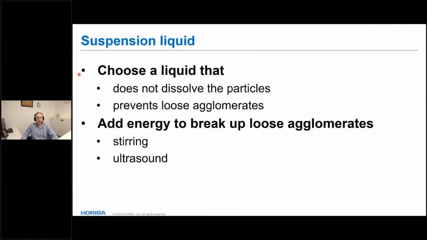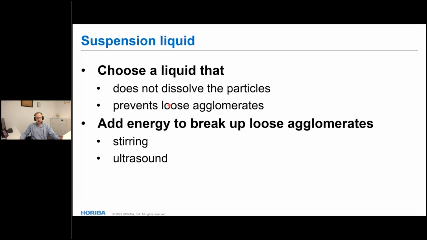And I'll start with easy comments. You want to choose a liquid that does not dissolve the particles. That's easy. Prevents loose agglomerates. That can be trickier. So if you have particles that like to stick to each other because they want to minimize surface area, you're going to have trouble making measurements because you're going to measure those agglomerates. And that's where you're going to start looking at adding surfactants or changing liquids.